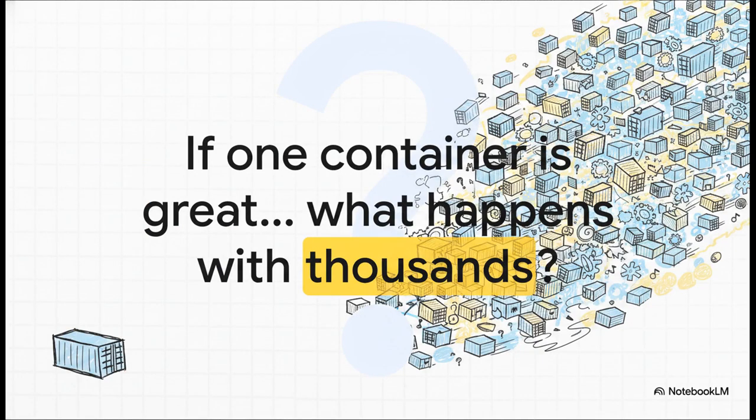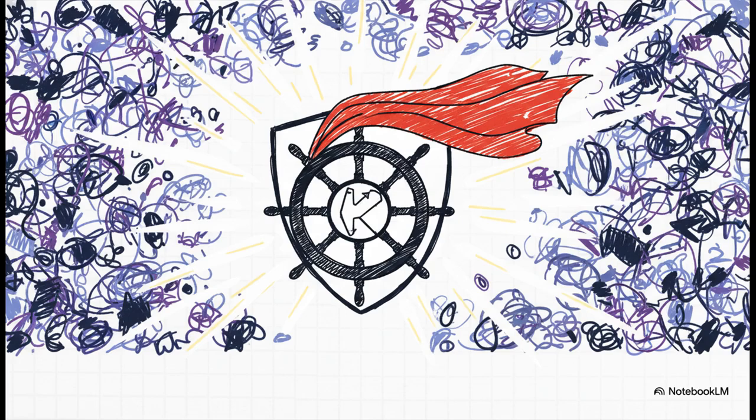But, success often creates new challenges. If your amazing app is running perfectly in one container, that's great. But what happens when you need 10 of them, or 1,000, or tens of thousands to serve millions of users around the world? How do you manage all of them? How do you start them, stop them, connect them to each other, and fix them when they inevitably break? This is where our hero finally enters the story, Kubernetes.